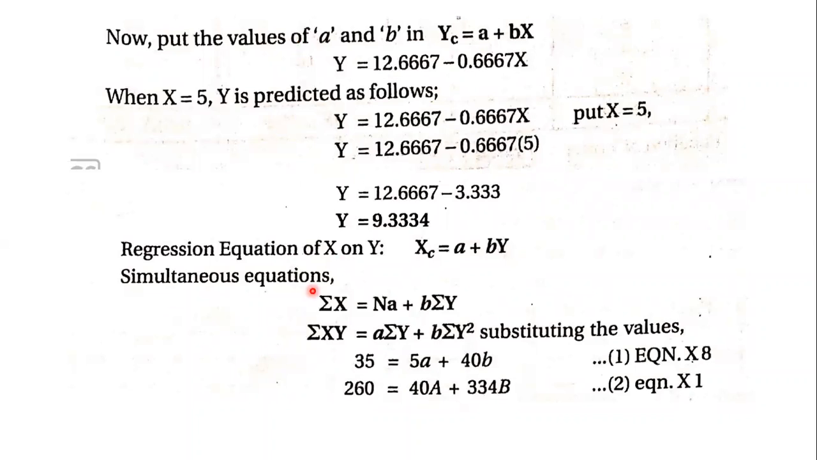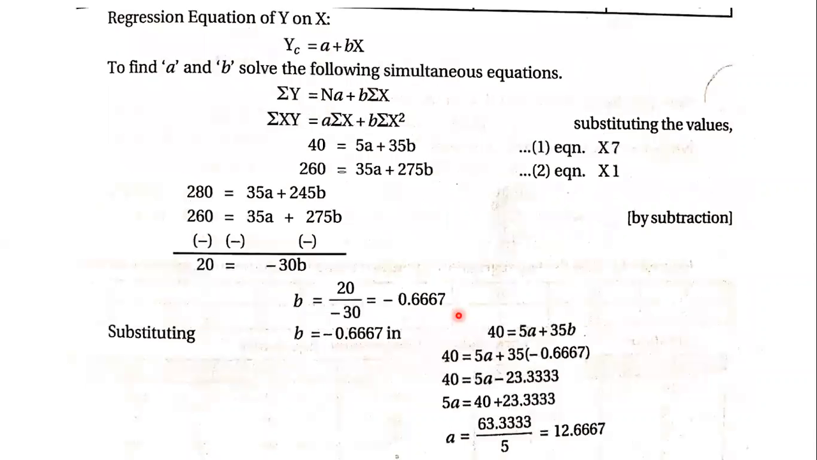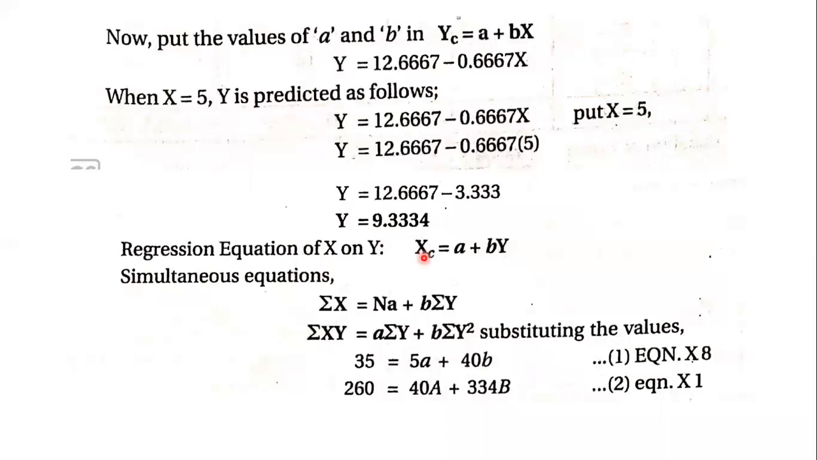So for the simultaneous equations, we have sigma x is equal to na plus b sigma y. So what is the equation here? If you see, sigma y is equal to na plus b sigma x. In the place of y, if you have x in all the situations, then it will become x on y. In y on x, you will have y in the place of x and x in the place of y, but in x on y, it's the other way round. So we have two equations which are simultaneous equations.